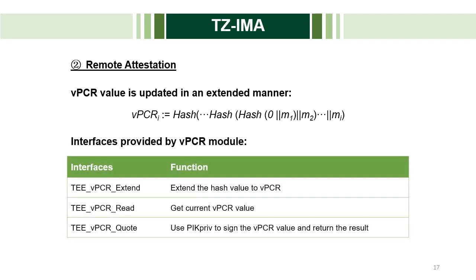At the same time, vPCR only supports reset and extend commands and cannot roll back to the original value at a certain time. The interfaces provided by the vPCR module are shown in the table. The normal world has no way to modify the value of vPCR because it is safe in TrustZone and can only be called by the measurement agent. Thus, the vPCR module can protect the integrity of the mlist.